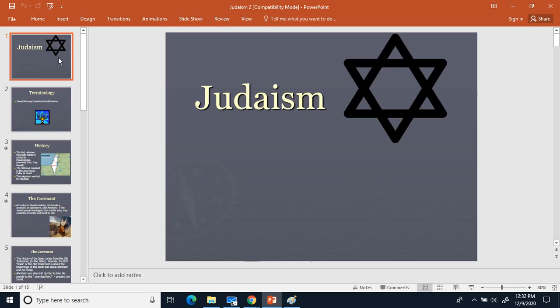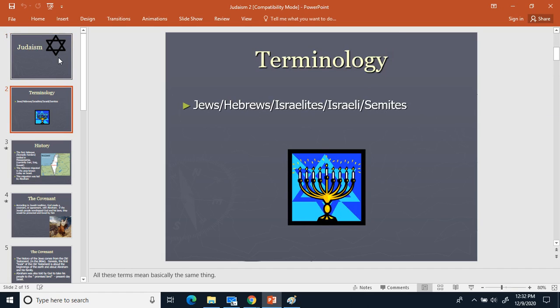So Judaism is the smallest of our five major religions. Of the five major religions we are covering, Judaism has the least amount of worshipers of those five. So it is the smallest one of the five.